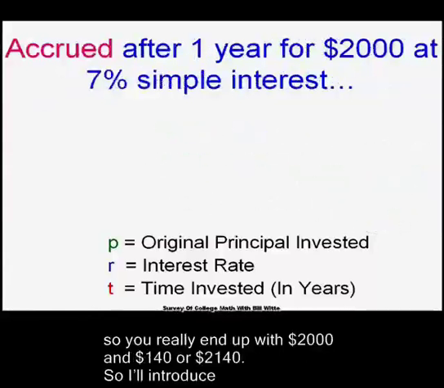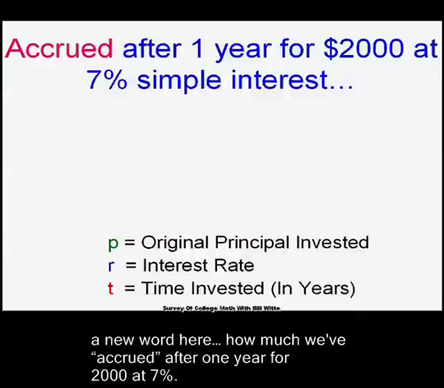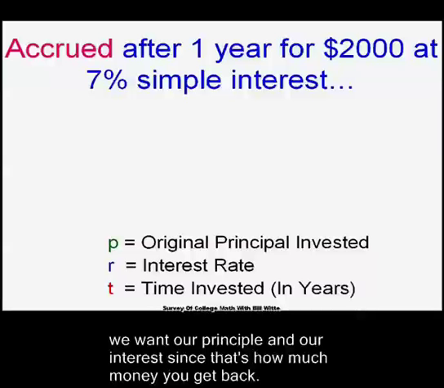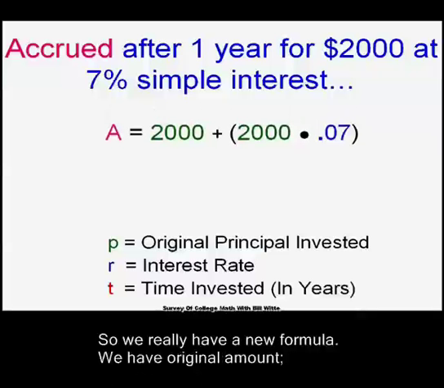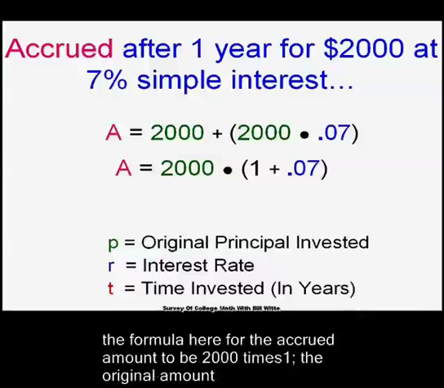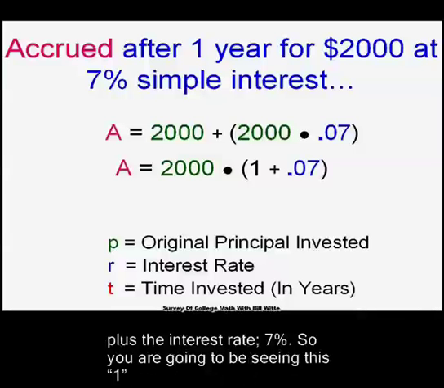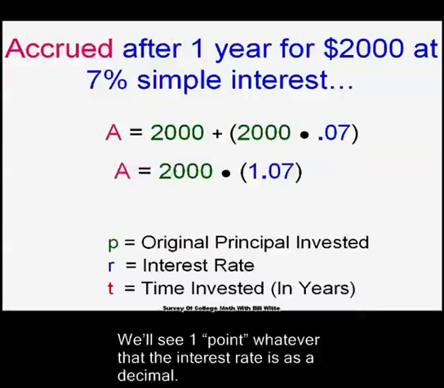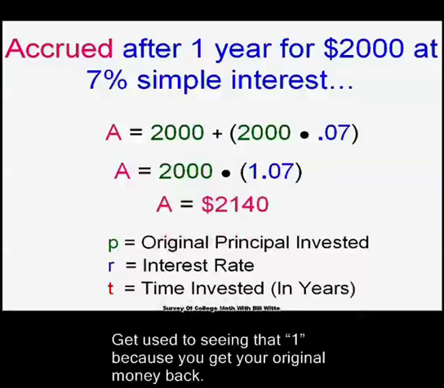So we're going to come up with a new word here: how much we've accrued after 1 year for 2,000 at 7% simple interest. Similar problem, but we don't want to account for just the interest. We want our principal and our interest because that's how much money you get back. So we have a new formula. We have our original amount, 2,000, plus 2,000 times the interest rate. I don't want to write 2,000 twice. It's going to be 2,000 times 1, the original amount, plus the interest rate. So you're going to be seeing this 1 throughout the whole rest of the class because you get your original money back. Well, you're going to see 1.0 whatever the interest rate is. So get used to seeing that 1 because you get your original money back. And that, of course, would be the amount you would get.